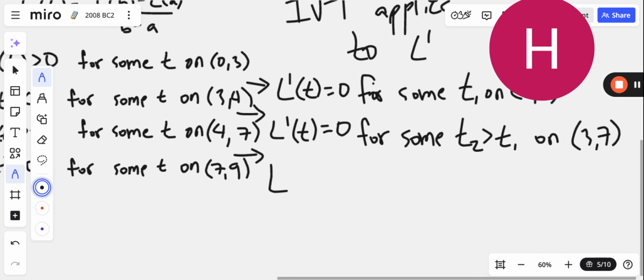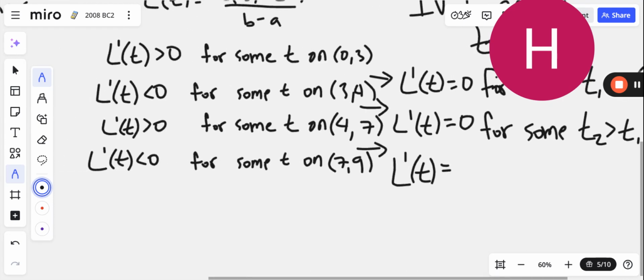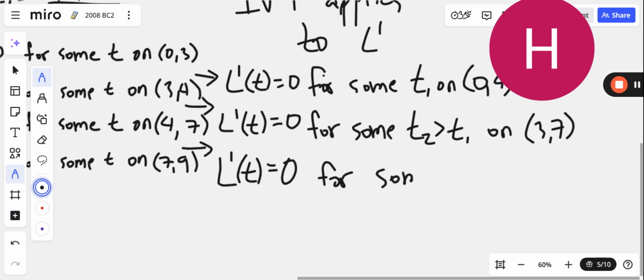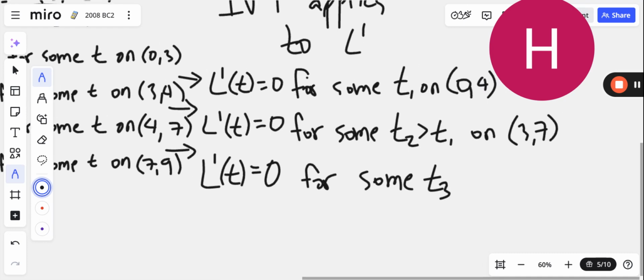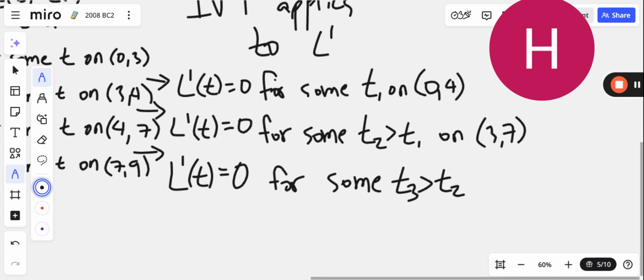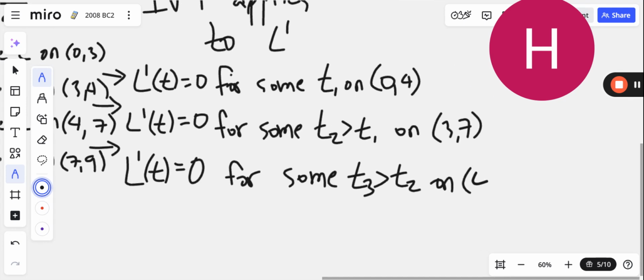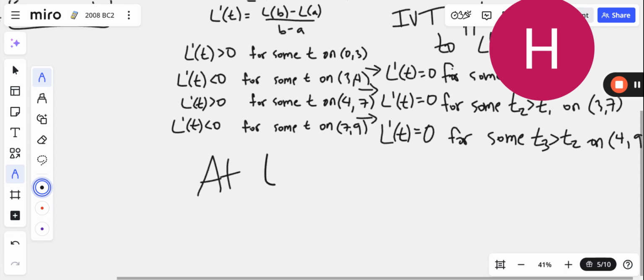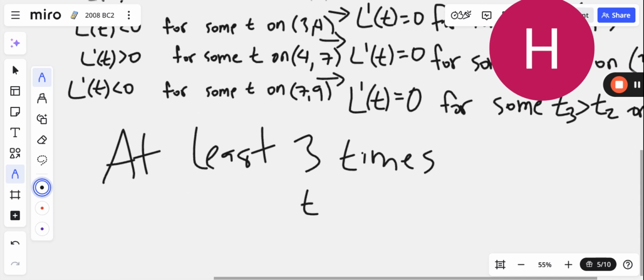And then lastly, we know that L prime is again going to pass through 0 because it goes from positive to negative for some t3, somewhere from 4 to 9. We know for sure that it does this. It could possibly cross through 0 multiple times, more than we know here, but this is all the information we have. So at least 3 times. And by times, I literally mean t values that L prime equals 0.